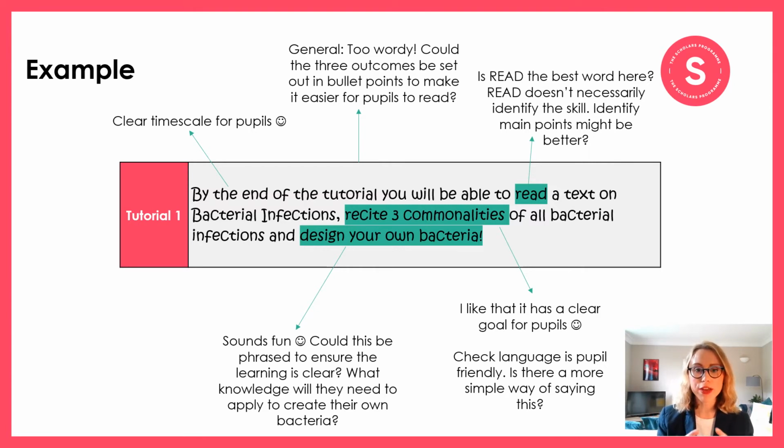However, in general, this outcome is overly wordy. They could instead use 3 outcomes set out in bullet points to make it easier for pupils to read, digest and process. It functions almost like a checklist then, 1, 2, 3, that gives them a clear indication of the steps that they need to have completed in order to have fulfilled the outcomes for that particular tutorial.